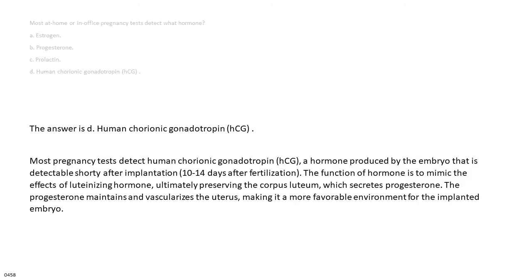The answer is D. Human chorionic gonadotropin, HCG. Most pregnancy tests detect HCG, a hormone produced by the embryo that is detectable shortly after implantation, 10 to 14 days after fertilization. The function of the hormone is to mimic the effects of luteinizing hormone, ultimately preserving the corpus luteum, which secretes progesterone. The progesterone maintains and vascularizes the uterus, making it a more favorable environment for the implanted embryo.